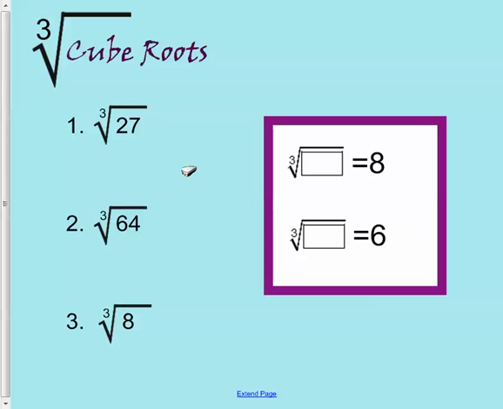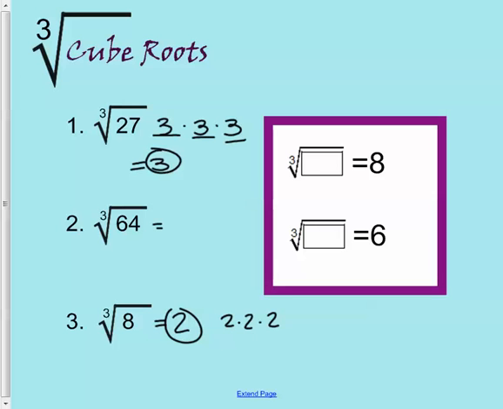What about cube roots? Cube roots are asking us what number times itself 3 times gives us this number. So when I'm looking at the number 27, I'm trying to think, okay, 2 times 2 times 2, no, that gives me 8. So down here, this one's going to be 2, because 2 times 2 times 2 gives me 8. However, 3 times 3 times 3 does in fact give me 27. So this one equals 3.